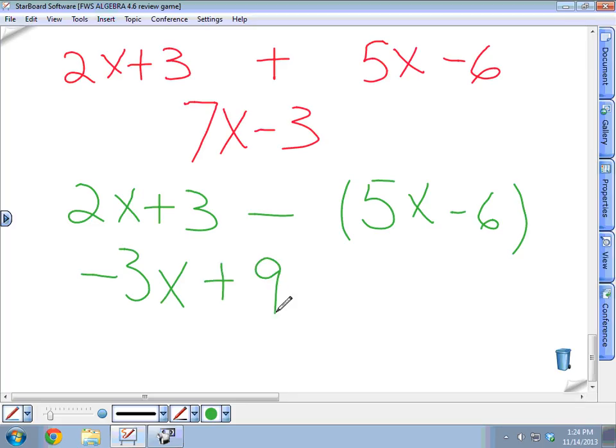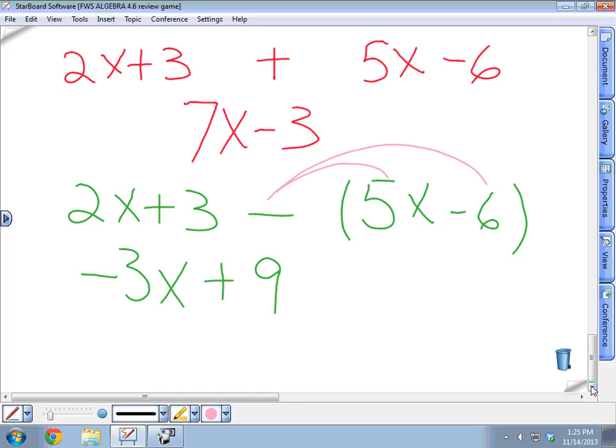Does everybody see that? Did everyone see it here? That you're distributing that negative throughout the whole quantity when you're subtracting. Okay? Would it be okay if you put them on top of each other and then subtract it like that? Yeah, no, that'd be fine if that's easier.